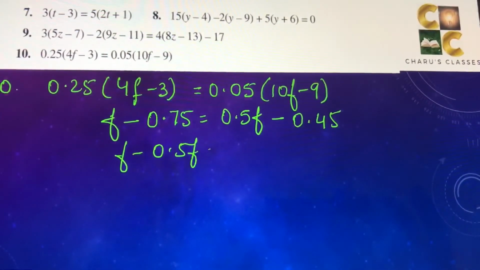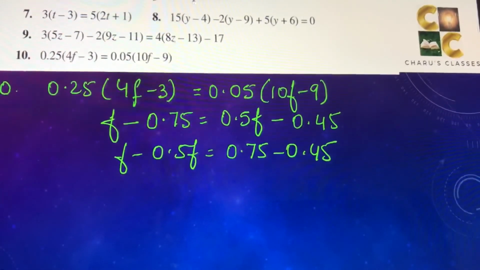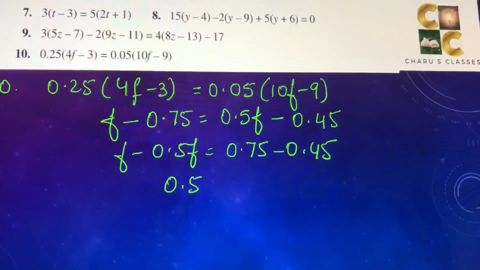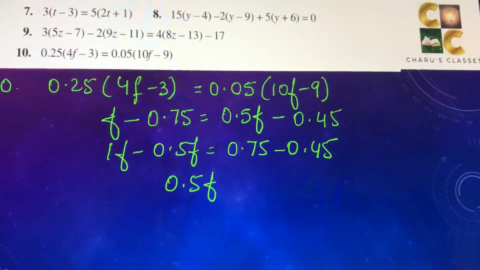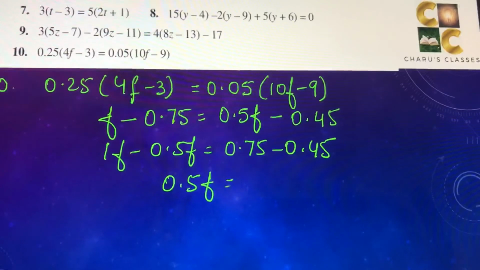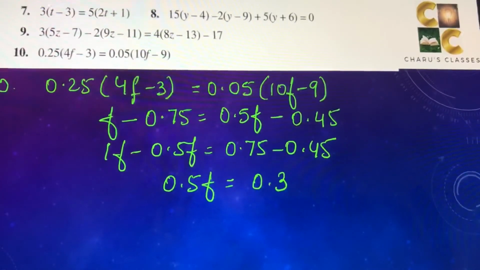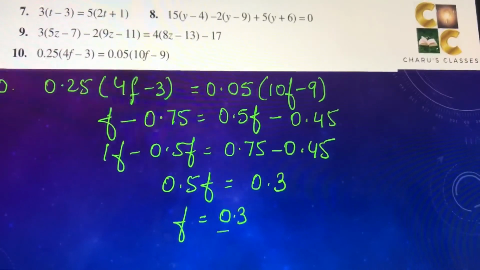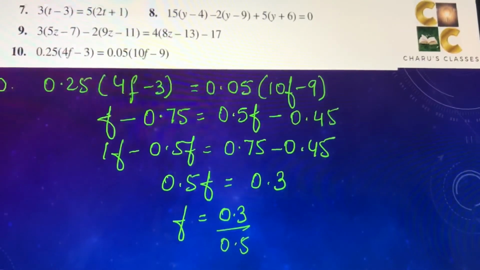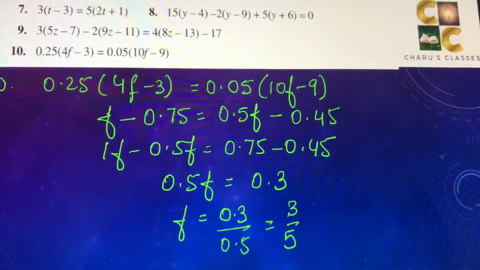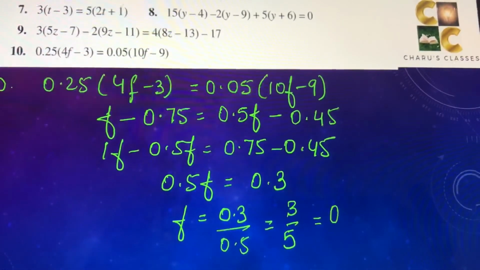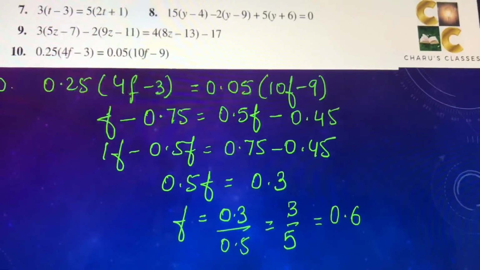So f minus 0.5f is equal to 0.75 minus 0.45. Or we can have 0.5f because f means 1f. So 1 minus 0.5 if you do, you will get 0.5f. That is equal to 0.3. So f is equal to 0.3 by 0.5, which can be written as, if you multiply numerator and denominator both by 10, you will get 3 by 5. And if you solve it, you can write it as 0.6.